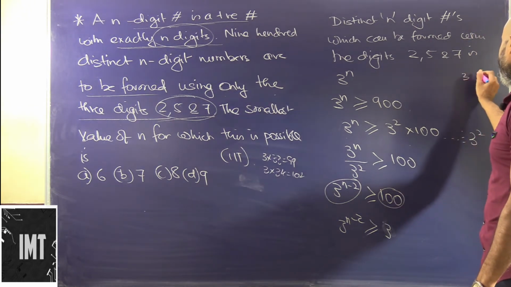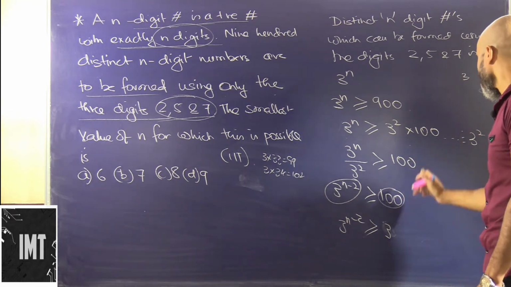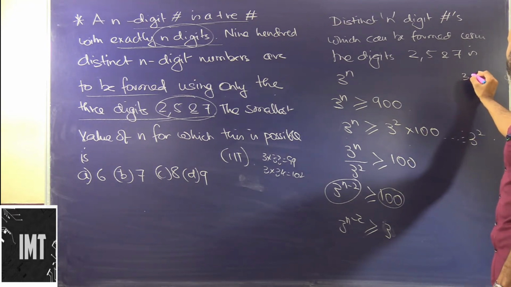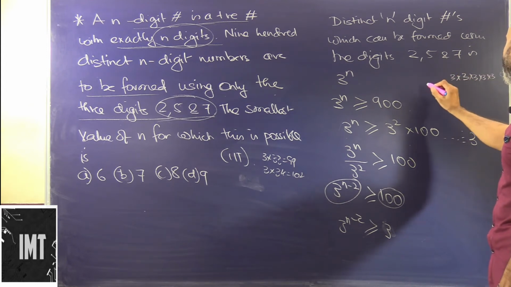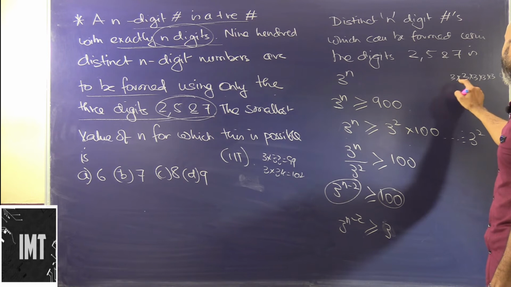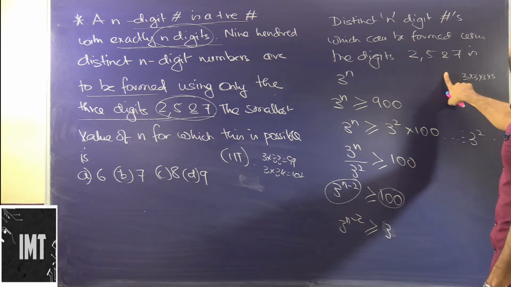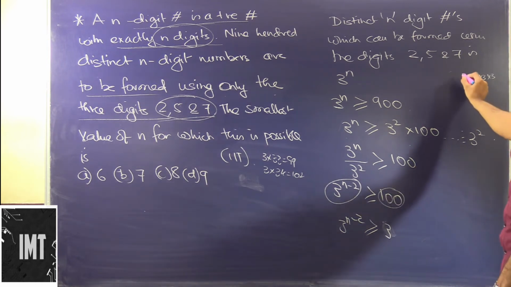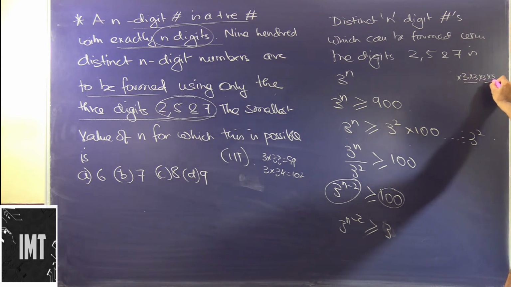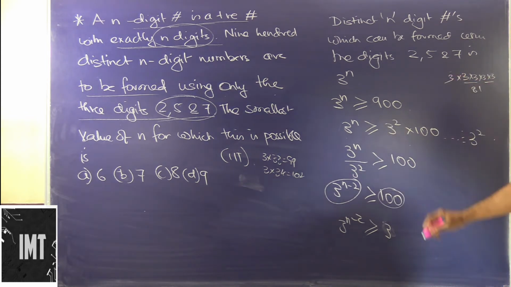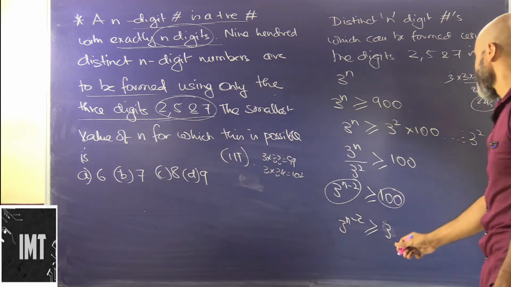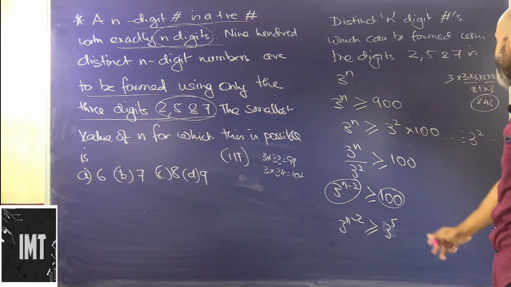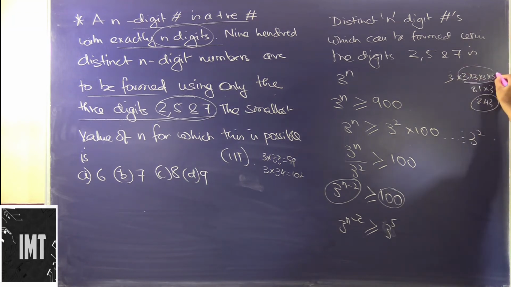So 3 threes are 9, 9 threes are 27, 27 threes are 81. After 81, this will be 243. So this has to be greater than 3 to the power of 5. See, 100 is beyond 81. After 81 we directly have 243.